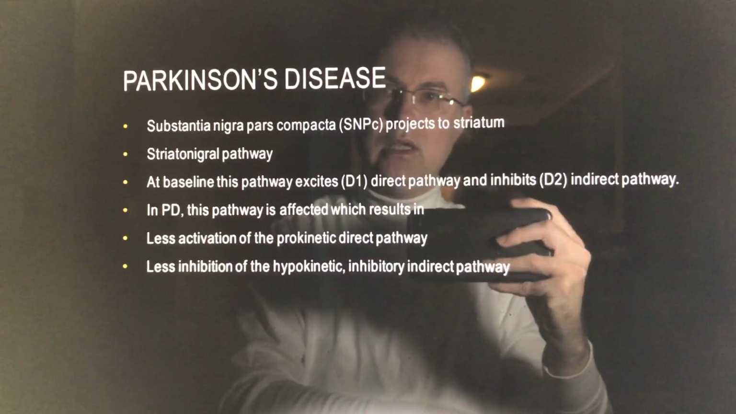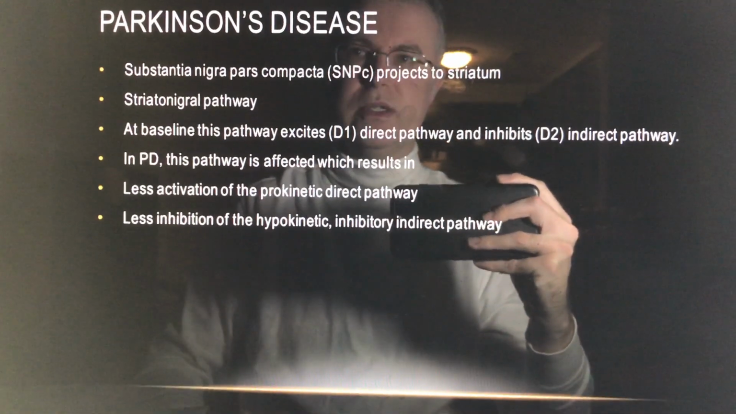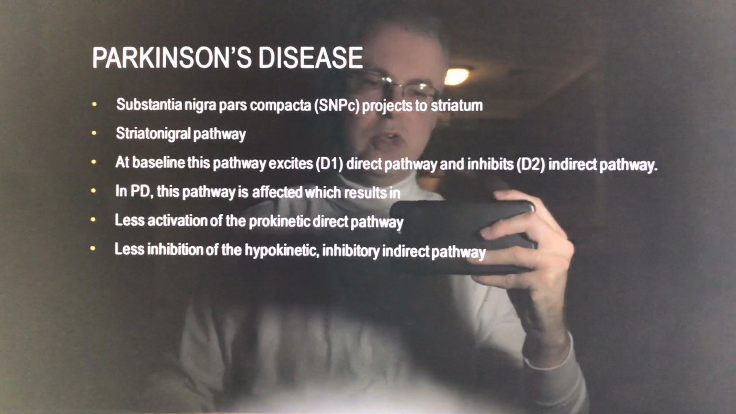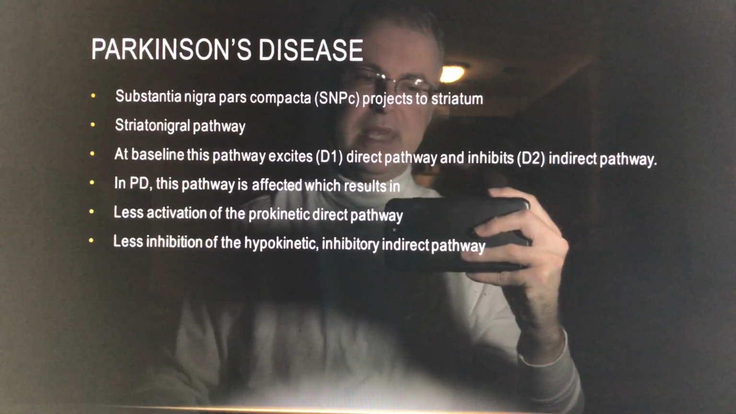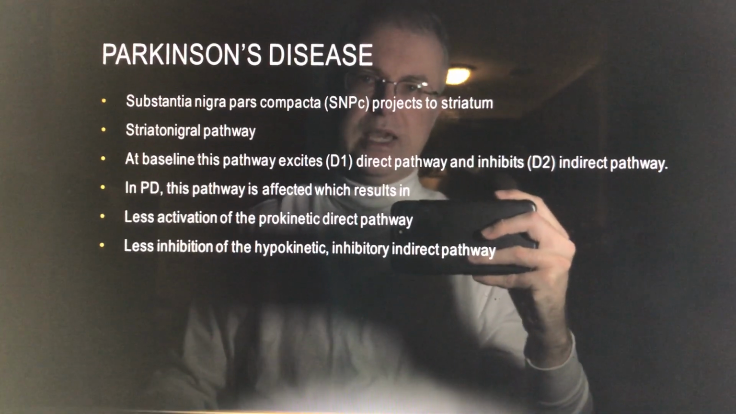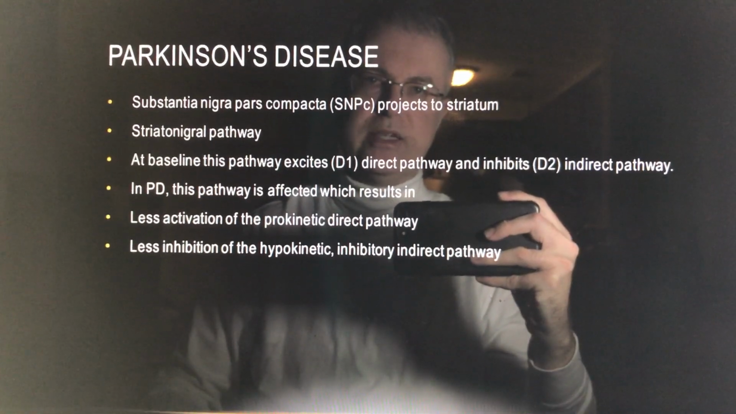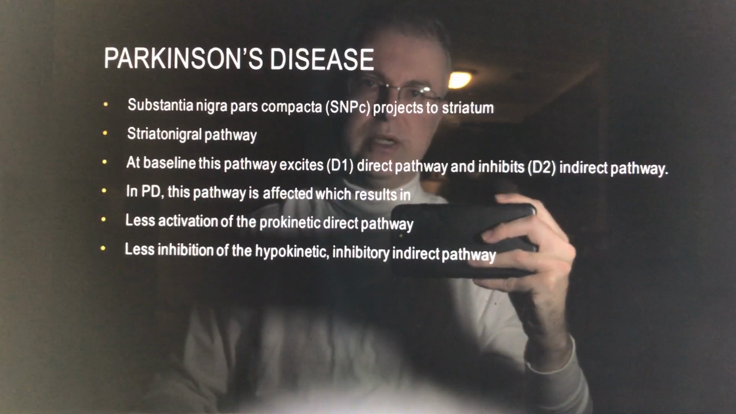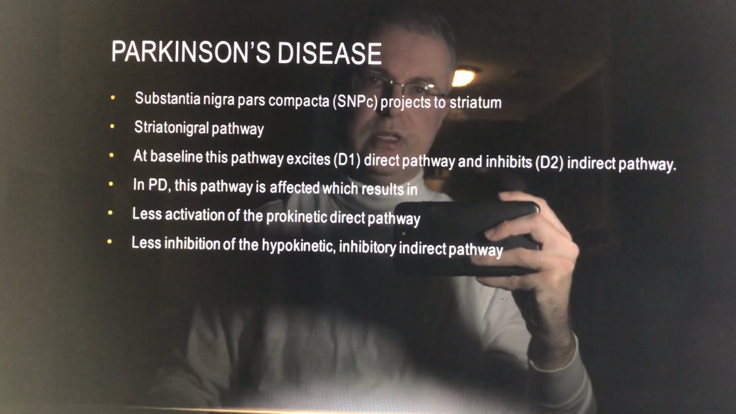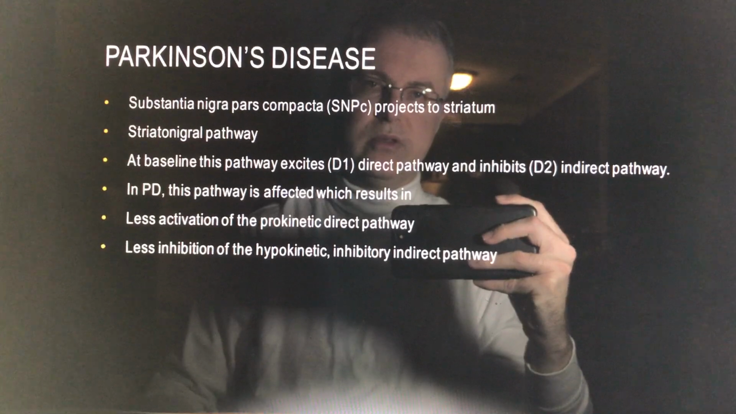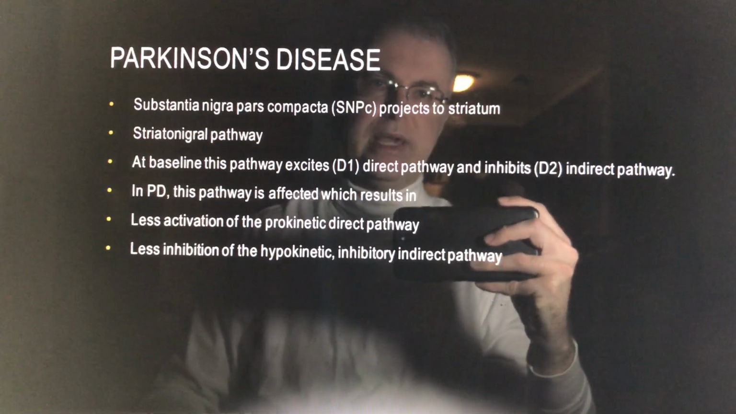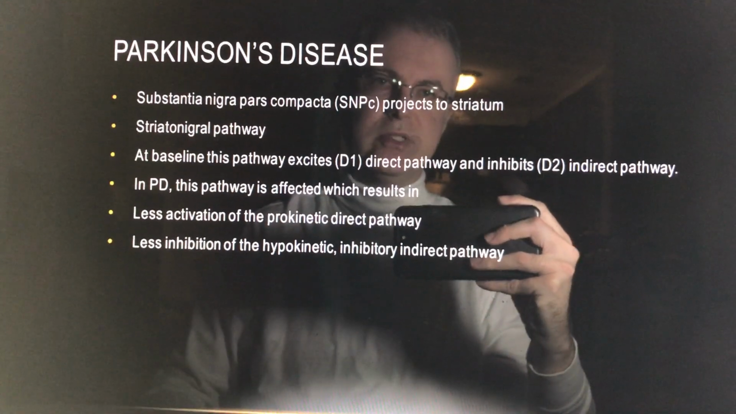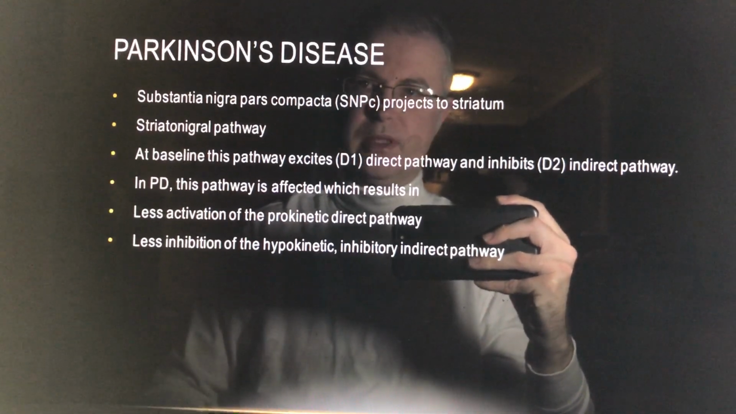Let's go forward. So what happens in Parkinson's disease? You have the striatonigral pathway, which comes from the substantia nigra pars compacta, and it projects to the striatum. And at baseline, this pathway excites the direct pathway in the striatum by binding to the D1 receptors on the direct pathway, which are excitatory, and it inhibits the indirect or D2 pathway because the D2 receptors are inhibitory receptors.